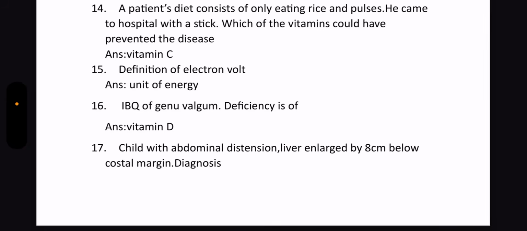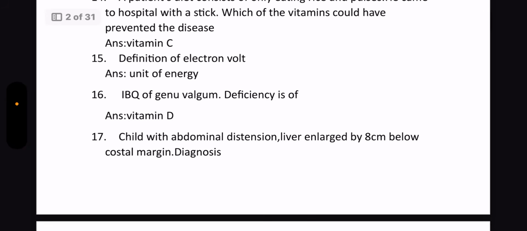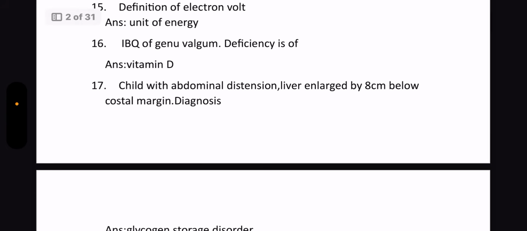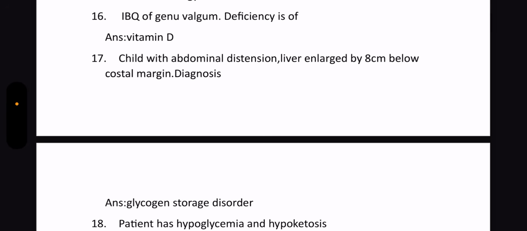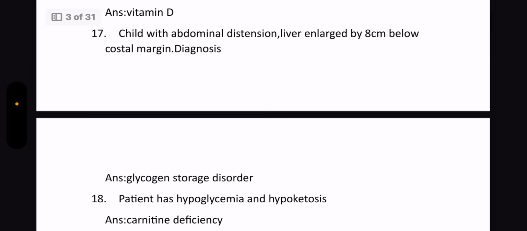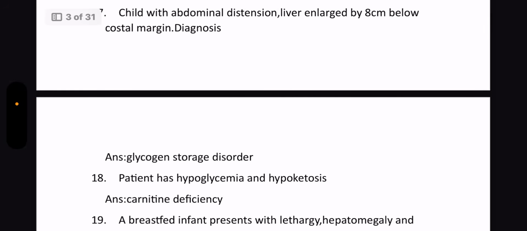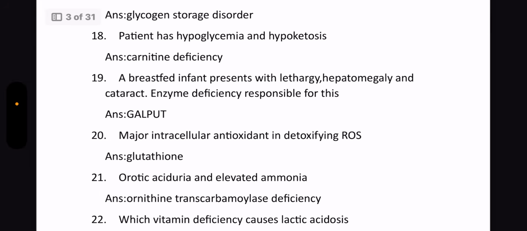Patient's diet consists of only eating rice and pulses. He came to hospital with a stick. Which of the vitamins could have prevented the disease? Answer vitamin C. Next, definition of electron volt. Answer unit of energy. Next, image based question of genu valgum: deficiency is of vitamin D. Next, child with abdominal distension, enlarged liver by 8 cm below the costal margin. Diagnosis is glycogen storage disorder.